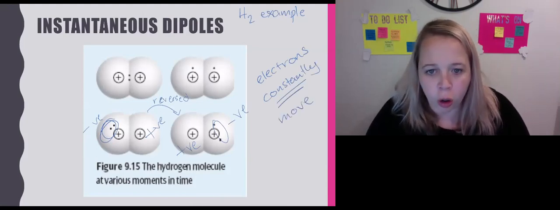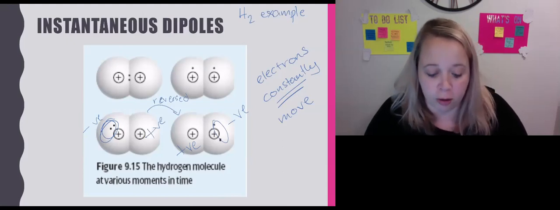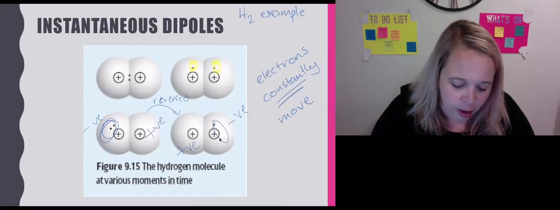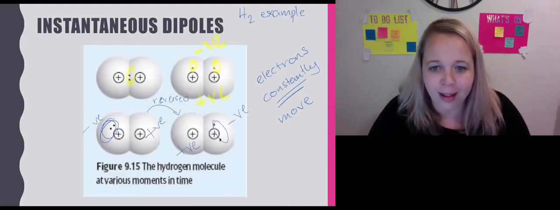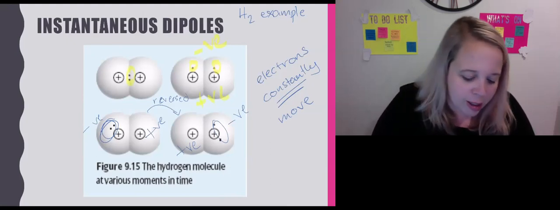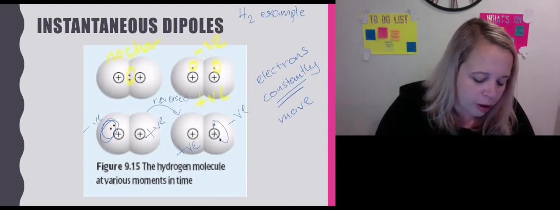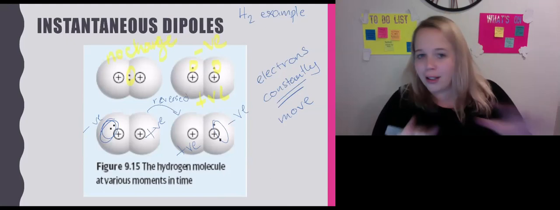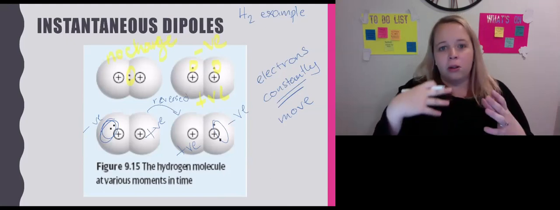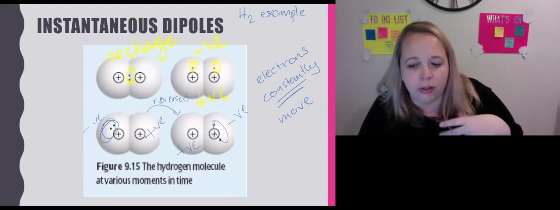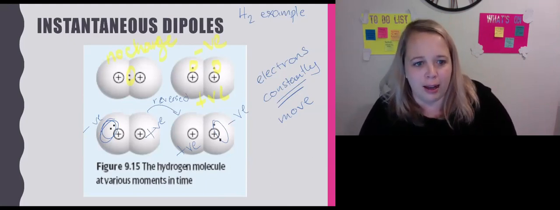Now, what we call this phenomenon, this electrons moving, you can see in these top pictures over here, the electrons are at the top, so this side is going to be a bit more negative and this side a bit more positive. In this case here, they happen to be right in the middle, and you would very, very unlikely get no charge. Because they're constantly moving, these dipoles are constantly changing. They're very weak intermolecular forces, but they are there.